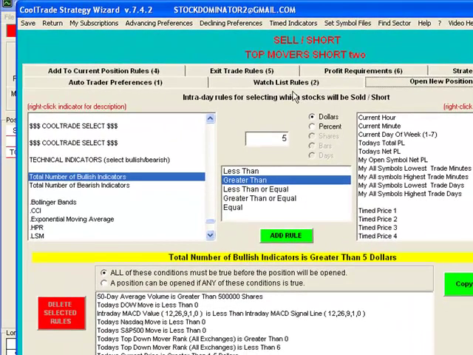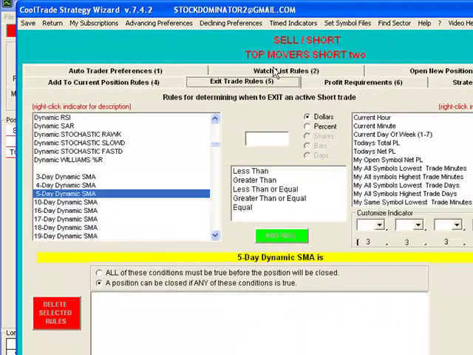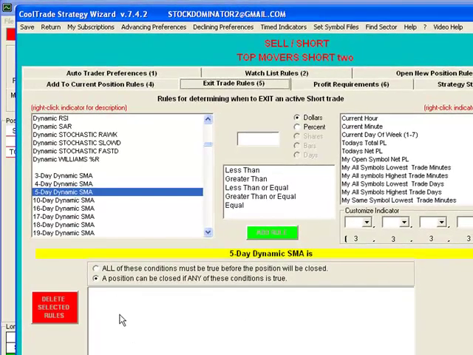Oh yeah, another thing here. What about the exit rules? All of these conditions must be true, or a position can be closed if any of these conditions are true. So you could have a bunch of conditions in here that will call the exit, but CoolTrade won't close unless all, maybe 3 or 4 different rules determine it should exit, or just any one of them. So that's another way that the system protects the user even more.